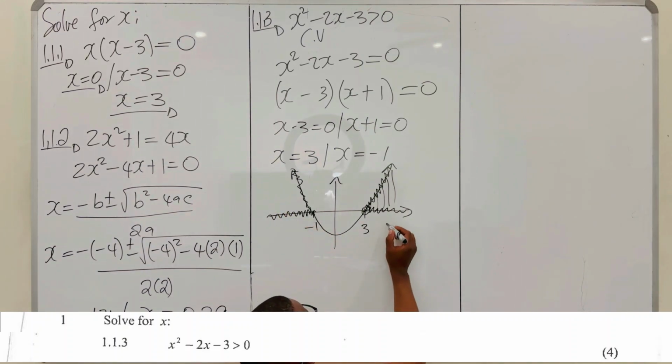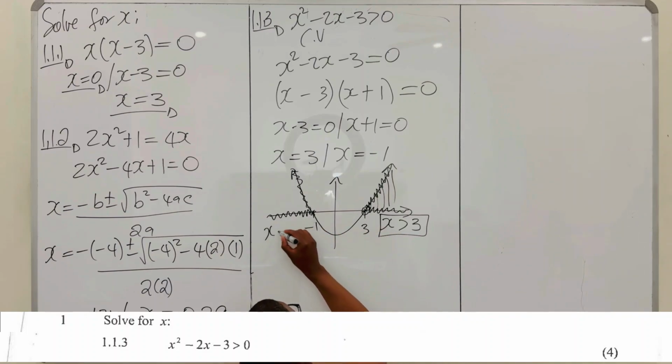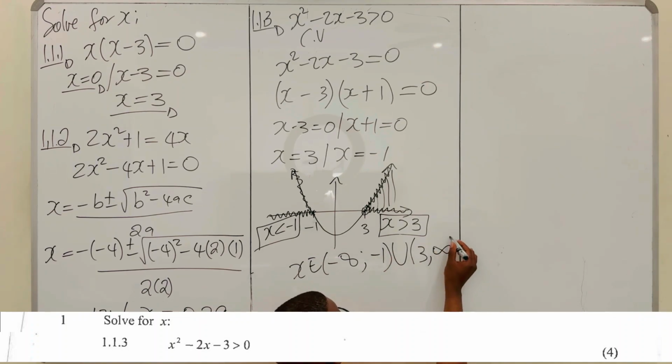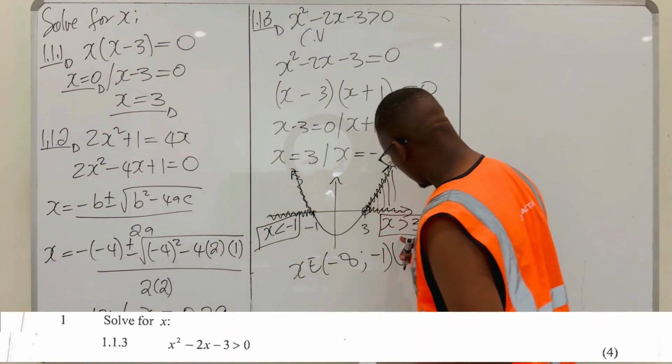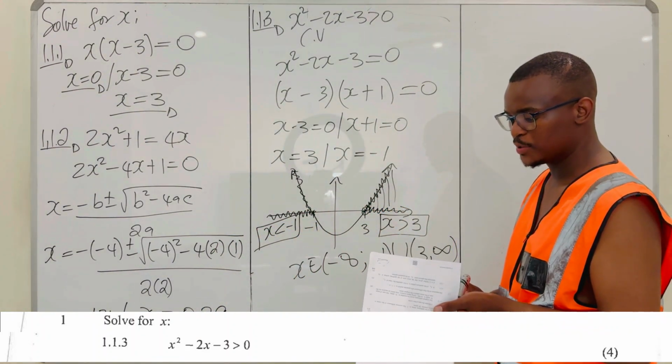So in that case, you can say our x should be greater than 3, or our x is less than minus 1. Or if you want to be fancy, because these are the solutions, you can say x is an element of negative infinity to minus 1, together with 3 to positive infinity. So these two are the same thing. Are you happy so far?